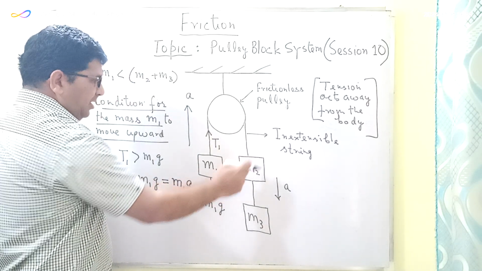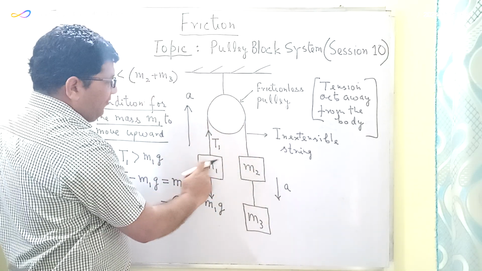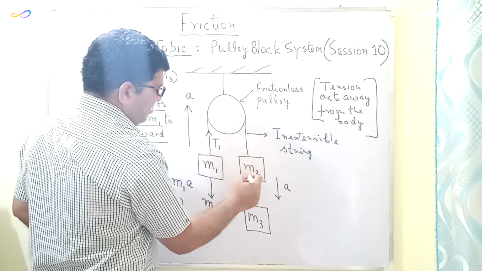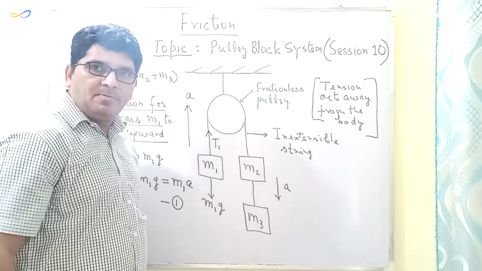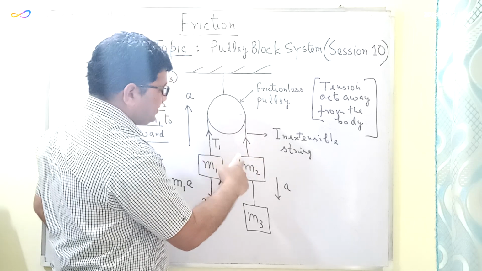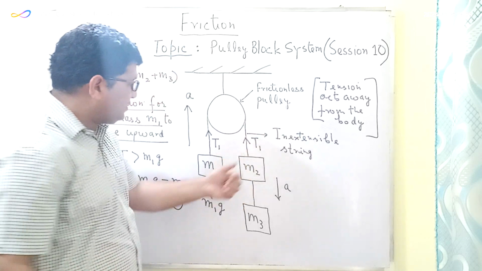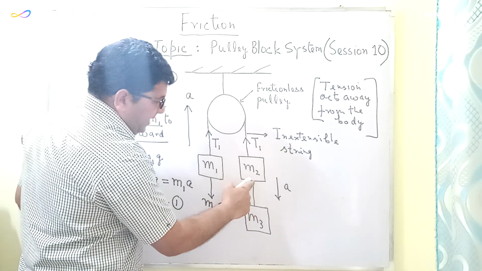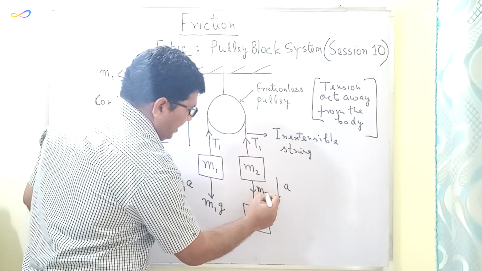Now let us consider this mass m2. The masses m1 and m2 are connected by one string. Here the tension is T1, and as I have told you, tension acts away from the body. So for the body of mass m2, the tension will be acting in the direction indicated by this arrow, that is, away from the body. Second point, the weight of this block will be acting in the downward direction, which is equal to m2g.